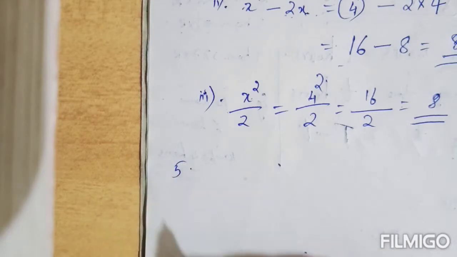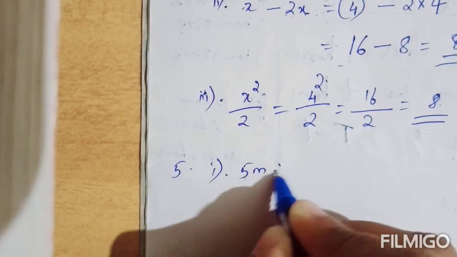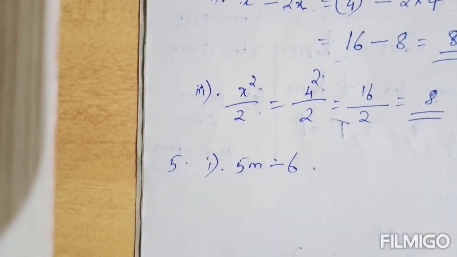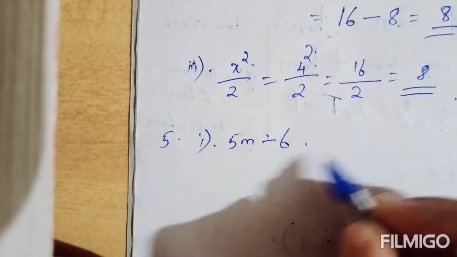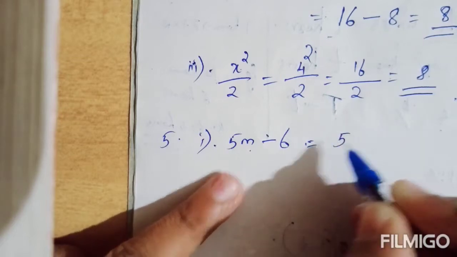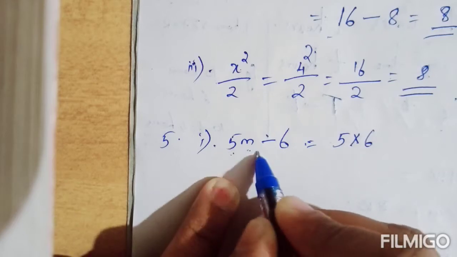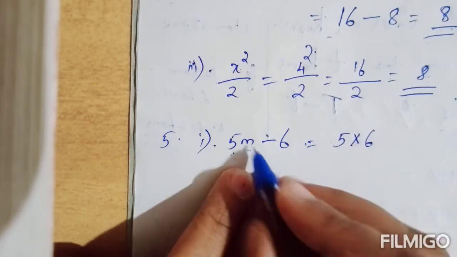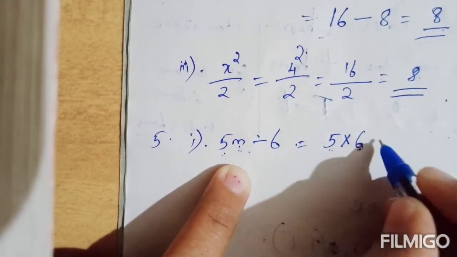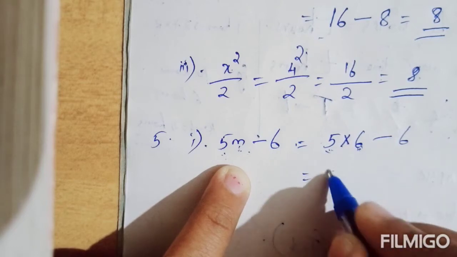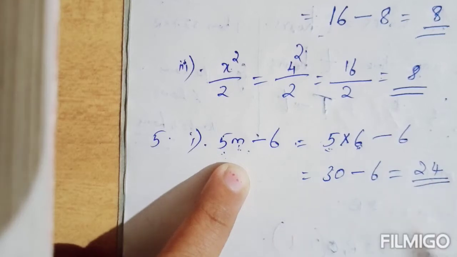Fifth question. If m equals 6, evaluate the first one, 5m minus 6. So the value of 5m minus 6 if m equals 6. The m value is given as 6. 5m means 5 into m. So you can substitute 6 in place of m. 5 into 6 minus 6. 5 into 6 is 30, minus 6. You will get 24.